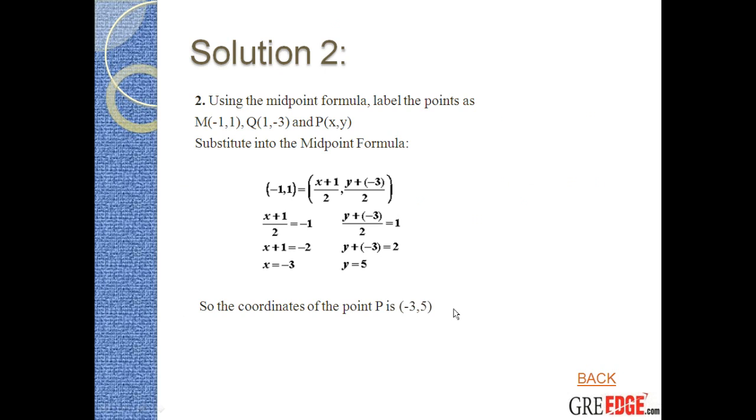So after substituting, we have minus 1 comma 1 is equal to x plus 1 by 2, y plus minus 3 by 2. So equating the x coordinates, x plus 1 by 2 is equal to minus 1. So x plus 1 is equal to minus 2. So you will have x is minus 3. Similarly, if you equate the y coordinates, y plus minus 3 by 2 is equal to 1, y plus minus 3 is equal to 2, y is equal to 2 plus 3, 5. So the coordinates of the point P is minus 3 comma 5.